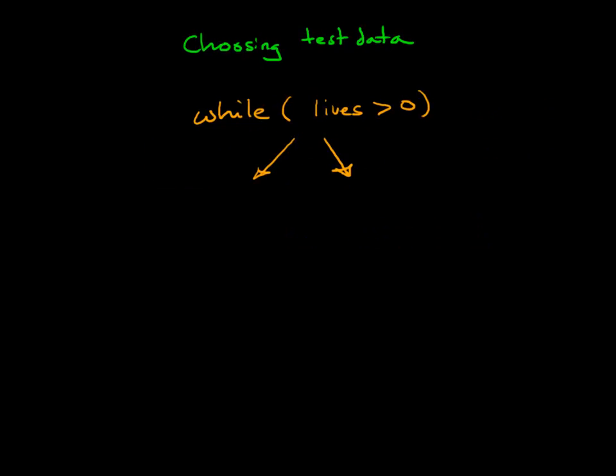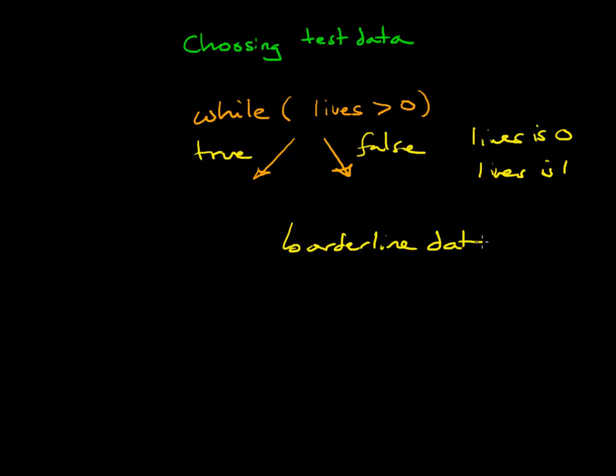Then we also want to test things like loops and iterations. In this case here, we've got a nice simple while loop, and a similar sort of thing. Because it's a Boolean, we probably want to check whether lives is equal to 0. So is lives 0? Because if it's 0, then we're going to go down the false line here. If it's 1, then we're going to go down the true, because 1 is greater than 0. And so again, we're checking some borderline data.